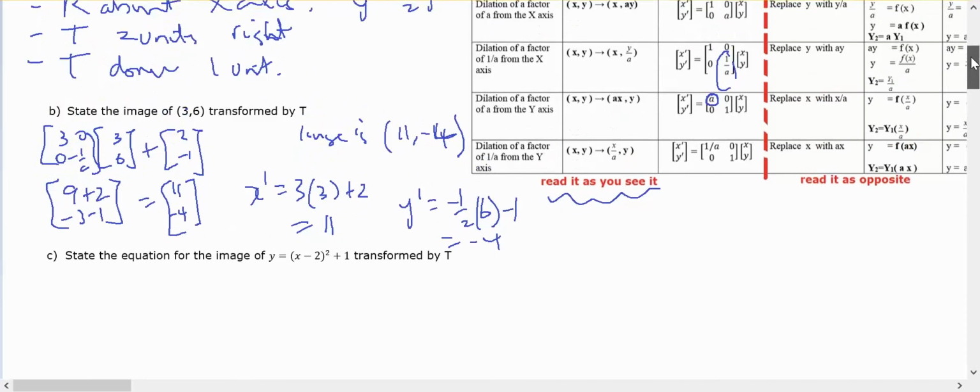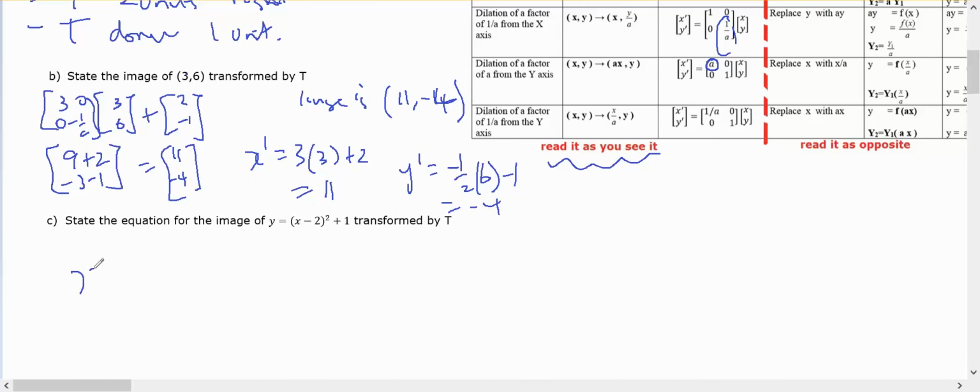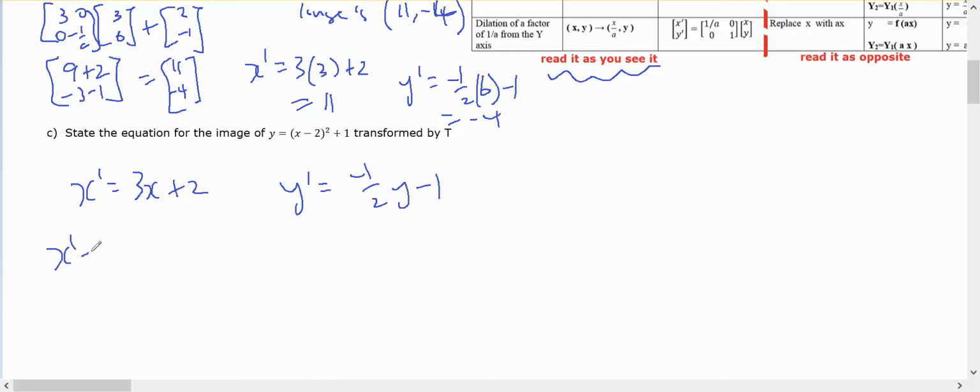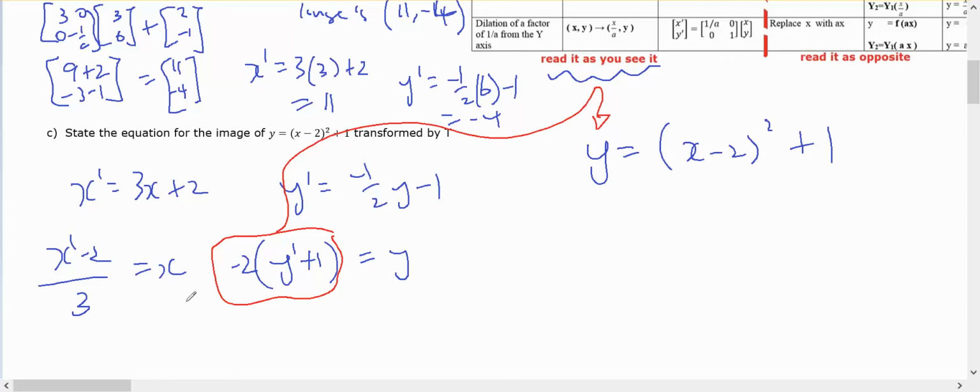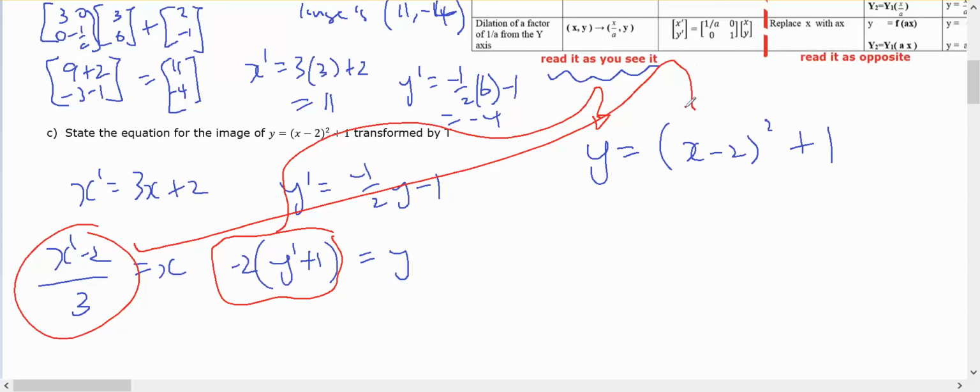Okay, so when I multiplied the matrix out, I got x dash equaled 3x plus 2 and y dash equaled negative a half y minus 1. I'm going to rearrange this for x. So x dash minus 2 all over 3 is equal to x, and y dash plus 1 multiplied by negative 2 will give me y. So my original was y equals (x minus 2) squared plus 1, and I'm going to replace y with that and x with that.